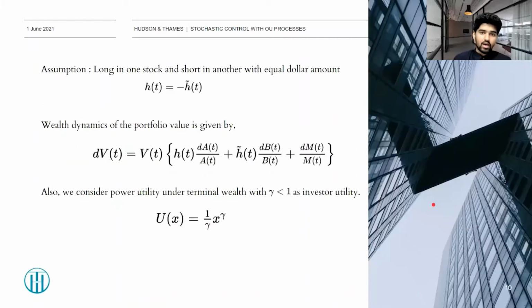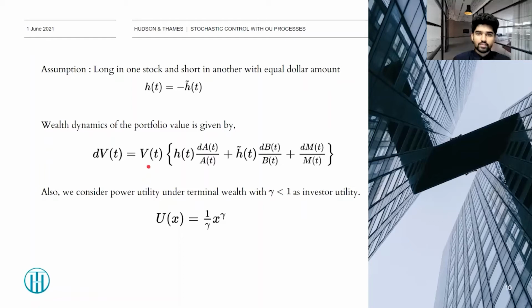So next, after we have calculated the wealth of the portfolio, or the equation that can be used to generate the wealth of the portfolio, we can look at how the total wealth of a portfolio moves through time. Here, let's assume that H of t and H tilde of t denote the portfolio weights for stock A and stock B.